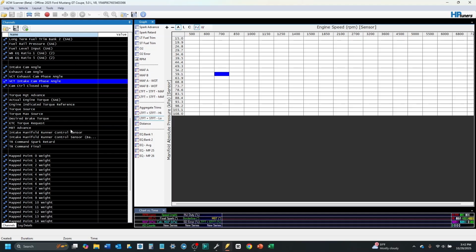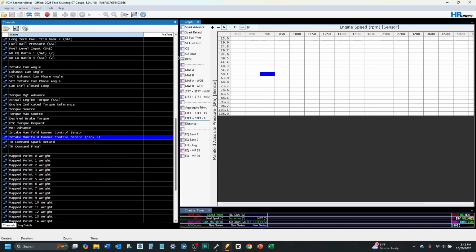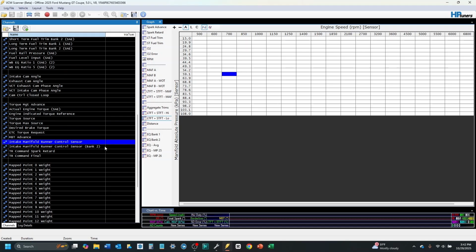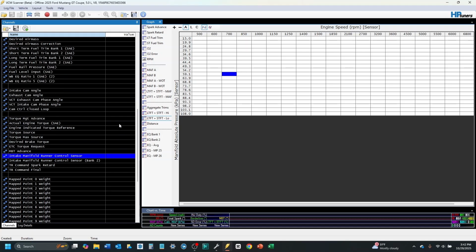Right? Okay, so then these. Intake manifold runner control sensor you must have, and then this one as well. I forget what value that is. I'm not sure I can get, oh, maybe I can. Bank 2. I don't think you need bank 2. This one is the one that I usually manage against. That should be it.